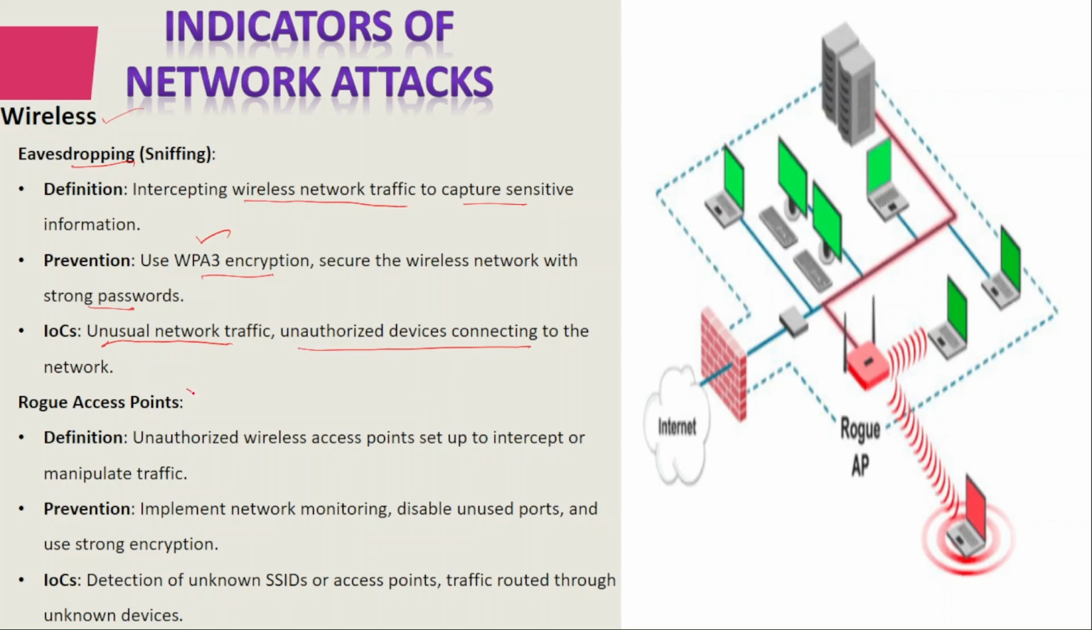Second wireless attack is the rogue access point. It is basically unauthorized wireless access point set up to intercept or manipulate traffic, such as this one. Prevention include implementing network monitoring, disabling unused ports, and using strong encryption. And indicators of compromise include detection of unknown SSIDs or access points and traffic routed through unknown devices.